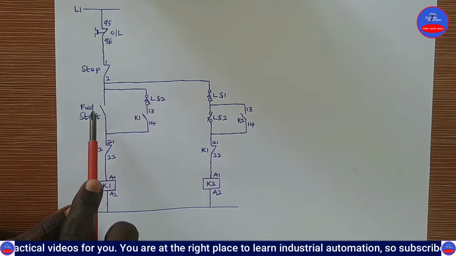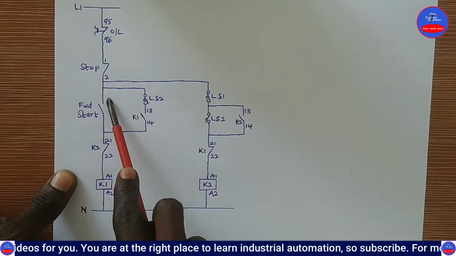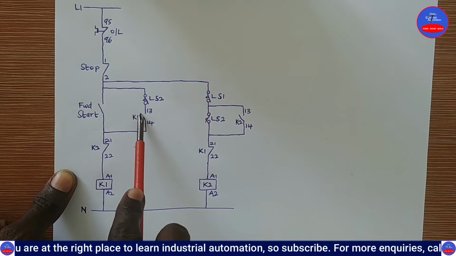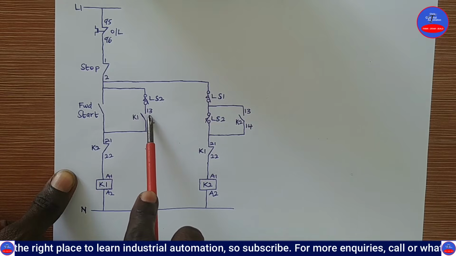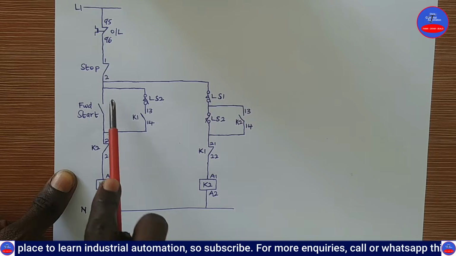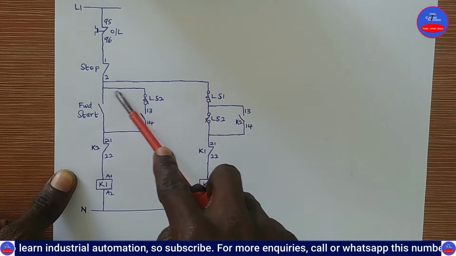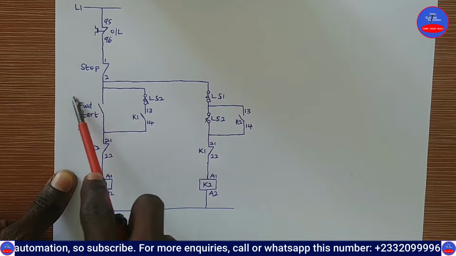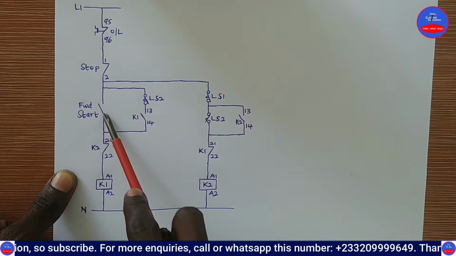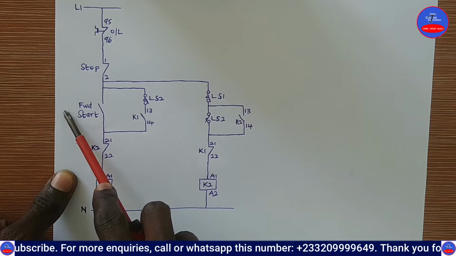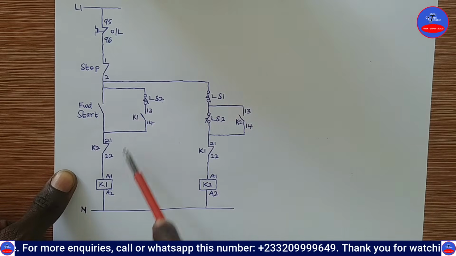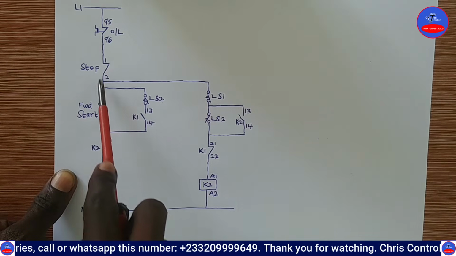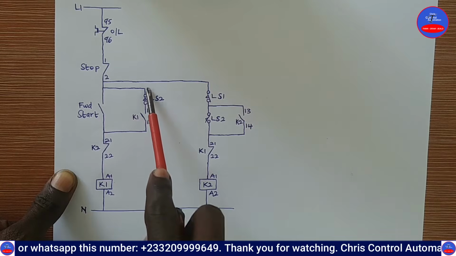So now when we press on the forward start push button, this contactor will energize. When it energizes, this hold-on contact will close. When it closes, we have a closed line. Now when we remove our hand from this start push button, this push button will open back. Because we have a closed contact here and at the same time a closed contact here, the contactor will still remain energized through this closed line.